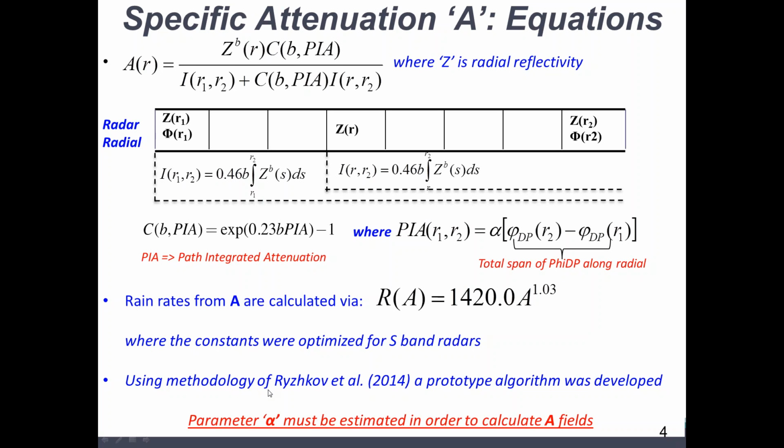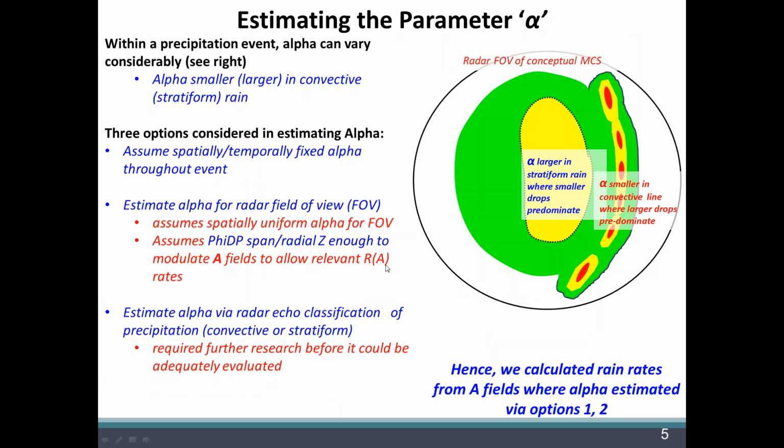So basically, using the methodology of Alexander's paper in 2014, a prototype algorithm was developed. But key to actually getting these specific attenuation fields is the requirement of estimating the parameter alpha, which is more or less just a ratio of the path integrated attenuation divided by the PDP span. That alpha must be estimated in real time. Now that can be a challenge when you consider a few things. Within a precipitation event, case study analysis has shown that alpha will vary quite considerably.